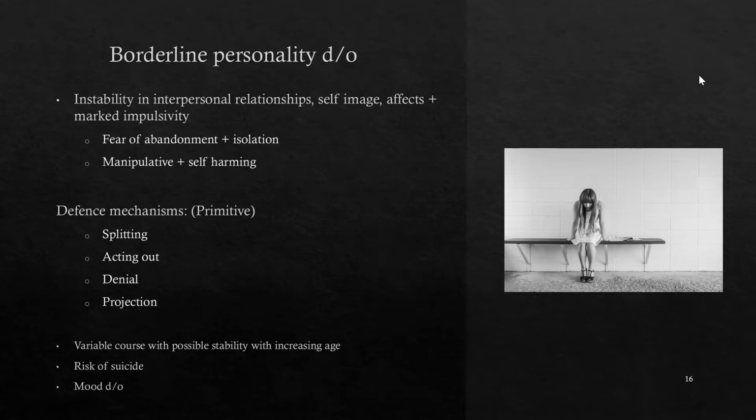Next is the borderline personality disorder. These patients usually exhibit instability in interpersonal relationships, instability in self-image, instability in their affect, with a marked impulsivity. There's a great fear of abandonment and fear of isolation. They could be quite manipulative and self-harming. Their defense mechanisms are usually primitive. This diagnosis also has a variable course with a possible stability with increasing age, but individual dependent. There is a risk of suicide and also a risk of developing other mood disorders.